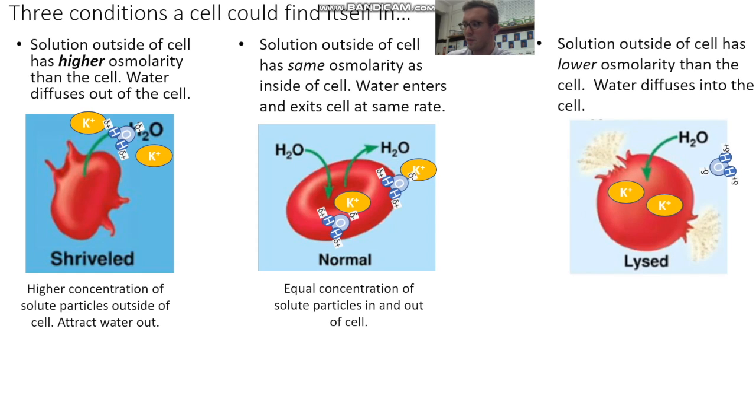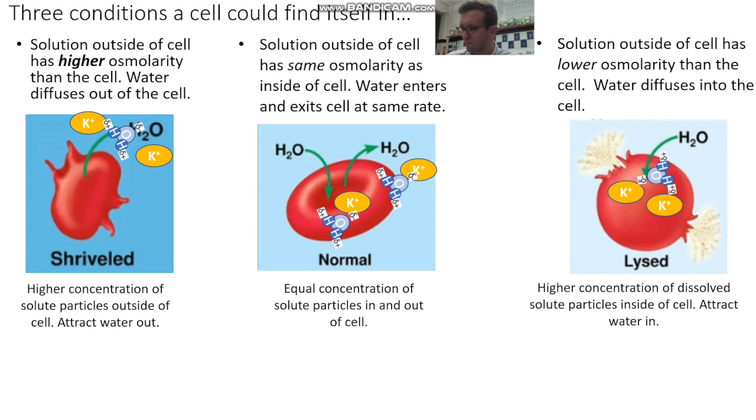And last, a cell could find itself in a solution that had a lower osmolarity than the inside of its cell. And so in this example, there's a higher concentration of these dissolved solute particles inside of the cell, which would attract water in. And this can be dangerous to an animal cell because we don't have cell walls. If our cell membrane absorbs too much water, the cell can lyse or burst apart.